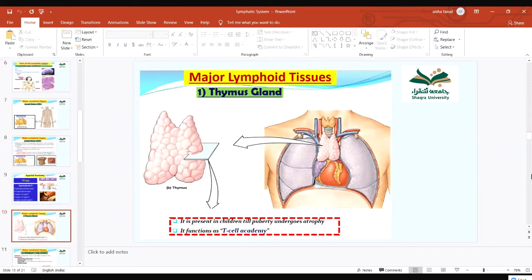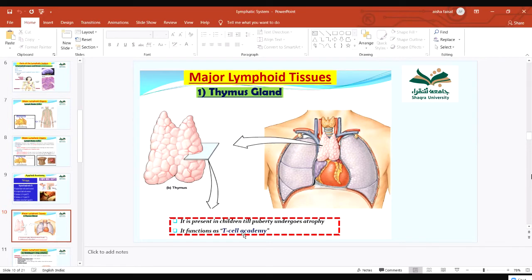Now, the thymus gland is one of the primary lymphoid organs. It is the site where your T cells are programmed and matured to fight against any antigen. So programming of your T lymphocytes takes place in the thymus. It is present in children till puberty. After puberty, it undergoes atrophy. It becomes smaller and smaller, and the bulk of the thymus gets replaced by adipose tissue.